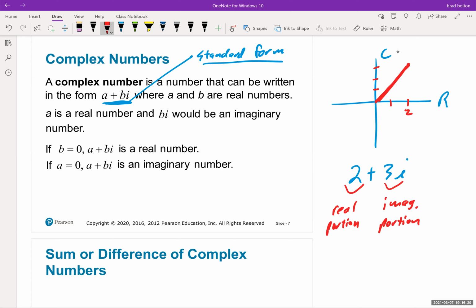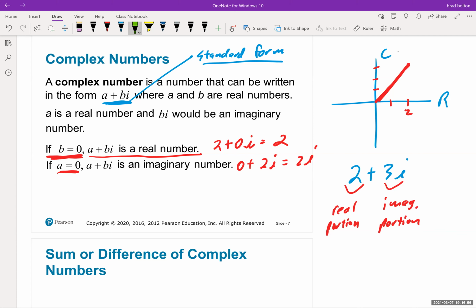So if B happens to equal 0, that means that A plus Bi is a real number. So think about that. What if I had 2 plus 0i? Well, that would just be the number 2. And what if I had 0 plus 2i? That would just be 2i, right? So what they're saying is that if A or B are 0, you either have a real or an imaginary.